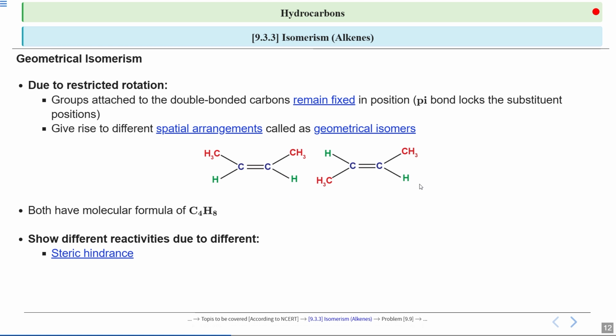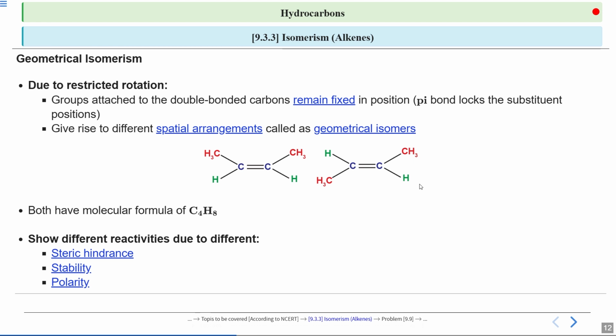The first factor affecting reactivity is steric hindrance. This refers to physical obstruction by the size and position of the groups within the molecule. The next is stability. The arrangement of atoms can also influence how stable a molecule is, affecting its reactivity. Finally, polarity plays a key role in reactivity. The spatial arrangement can lead to differences in how the electrons are distributed, impacting the molecule's polarity and interaction. If you look at the image here, you can clearly see that two CH3 groups are on the same side in the first case.